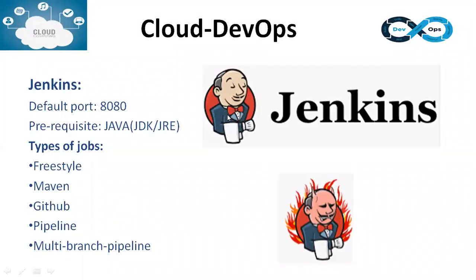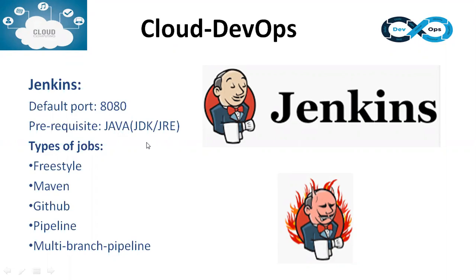So this is the Jenkins logo, and the logo below represents that Jenkins is not well, that something is an issue. In the normal condition, the logo looks like this. And the default port of Jenkins is 8080. The prerequisites we need are Java and JDK.